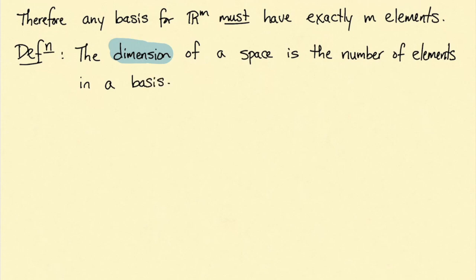So now that we have a definition for a basis, and we know that the dimension of a space is defined by the number of elements in a basis, then it would be nice to know how to identify whether or not a set of vectors form a basis. And this is where our observation about the size of a basis comes into play.